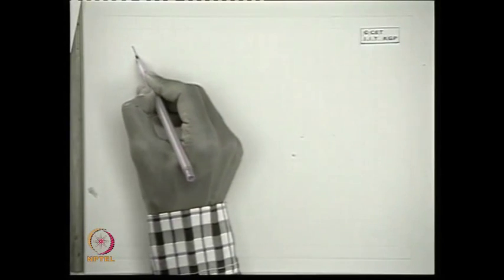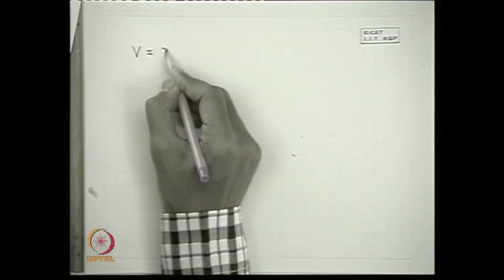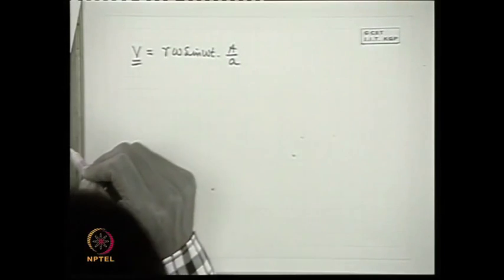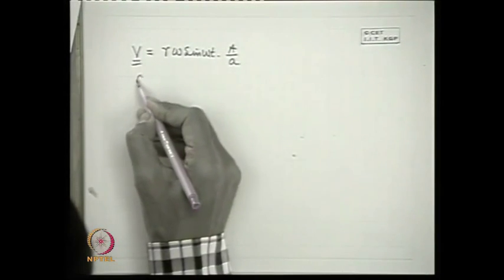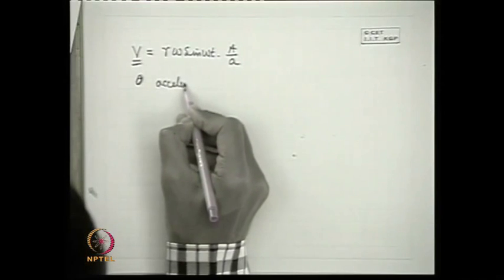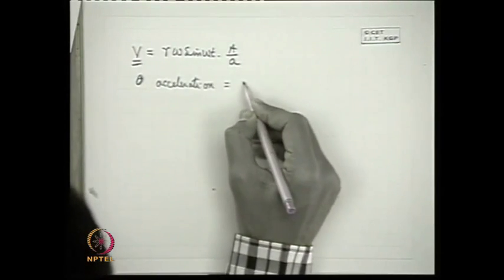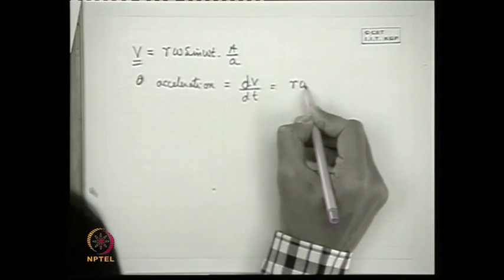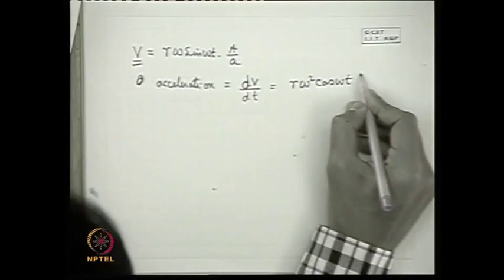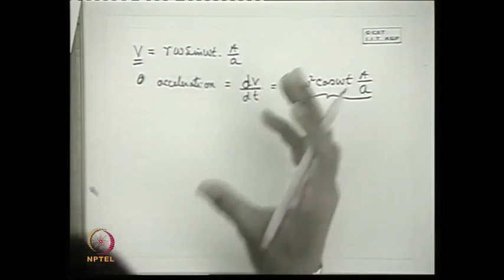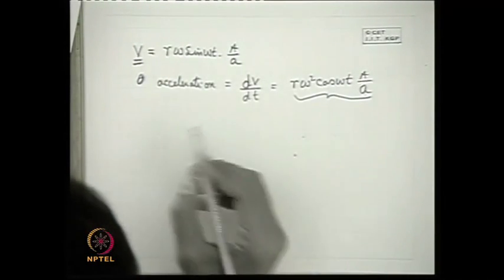Now this is the velocity. Now the next task is very simple, to find out the acceleration. So again I write the velocity in the pipeline, v, is equal to r omega sin omega t into A by a, where a is the cross-sectional area of the pipe. So what is the acceleration in the pipeline? Acceleration is equal to, again differentiate it, that means dv by dt, equals r omega square, again it becomes the cosine function, cos omega t, into A by a. So this is the acceleration of the liquid as a whole, the entire liquid mass in the pipes. So what is the inertia force?